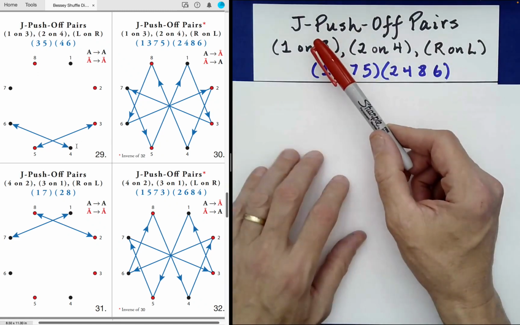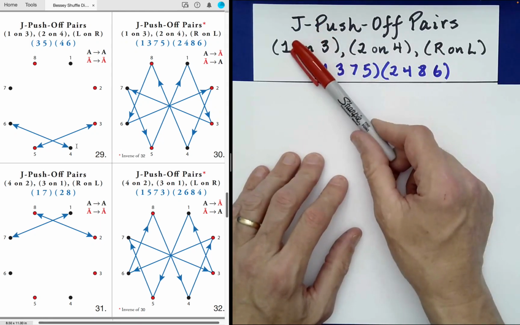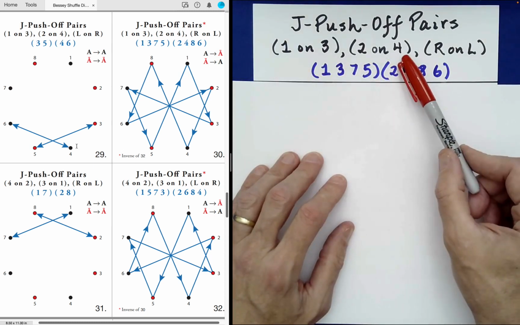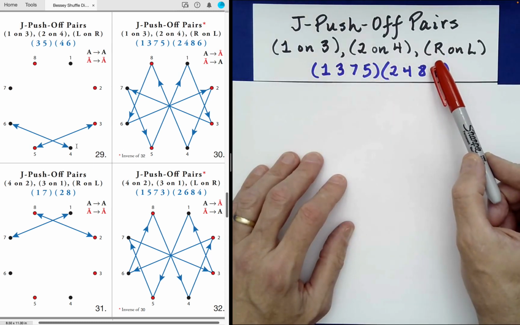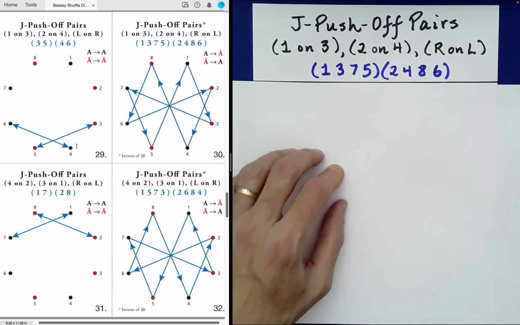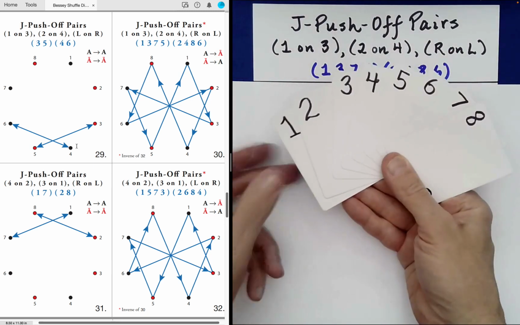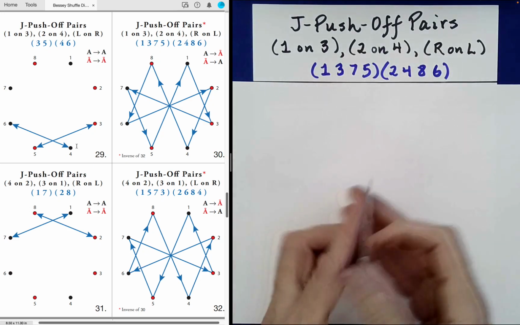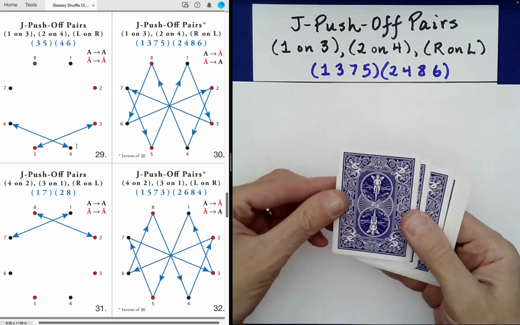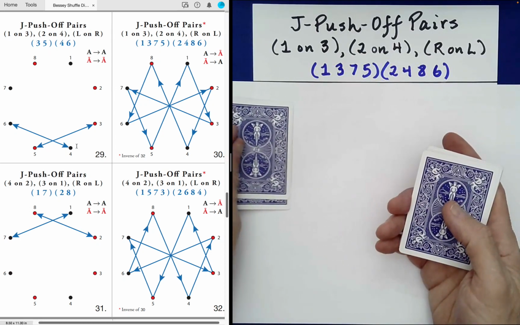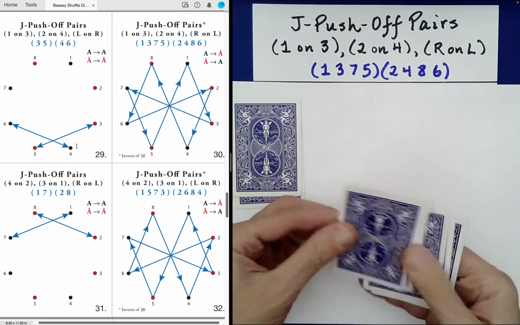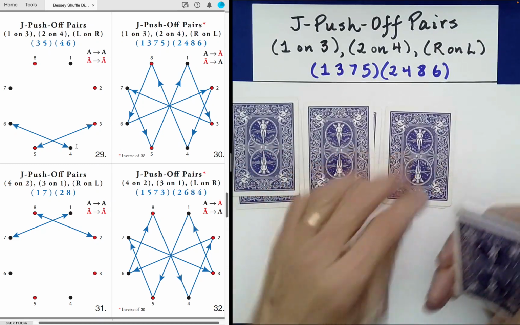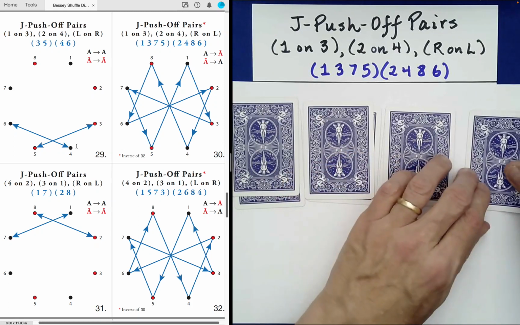Our second shuffle is also a judicious push-off pairs shuffle, but this time we will stack the final right pile on top of the left pile. So let's go ahead and illustrate that. So as always, we begin with our ordered packet, 1 through 8, and we'll perform our shuffle. So this is a push-off, so you just push off the cards without changing the order of the cards within that pair. And push off the next 2 without changing their order, and the last 2.